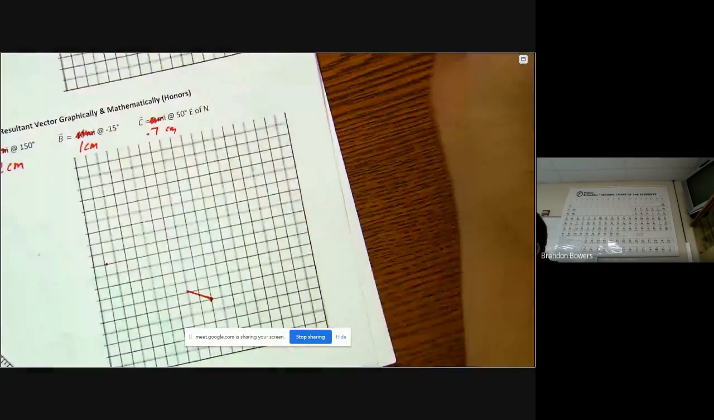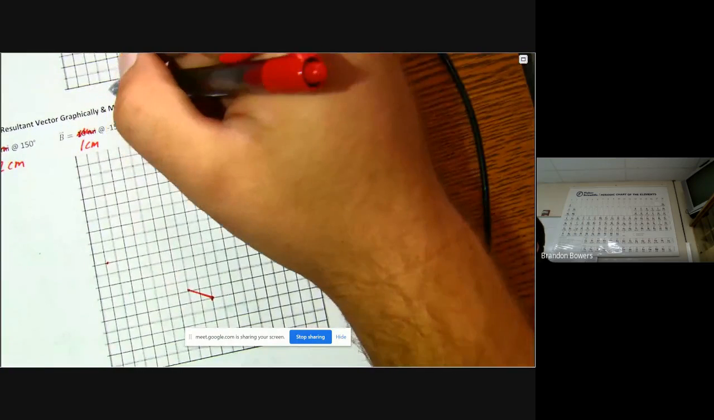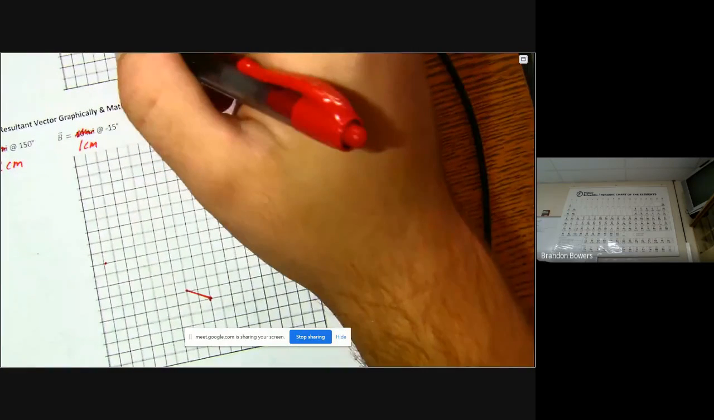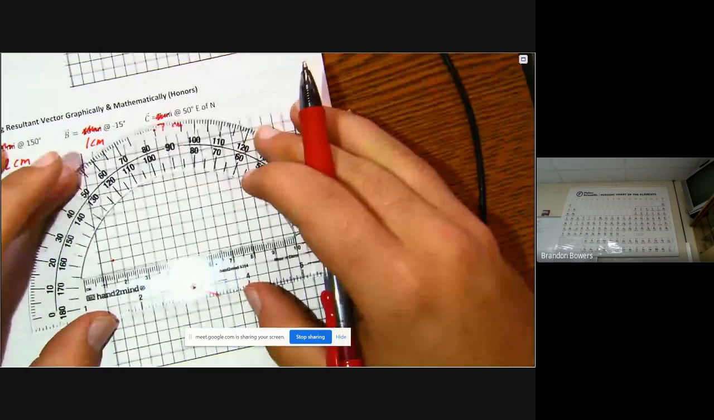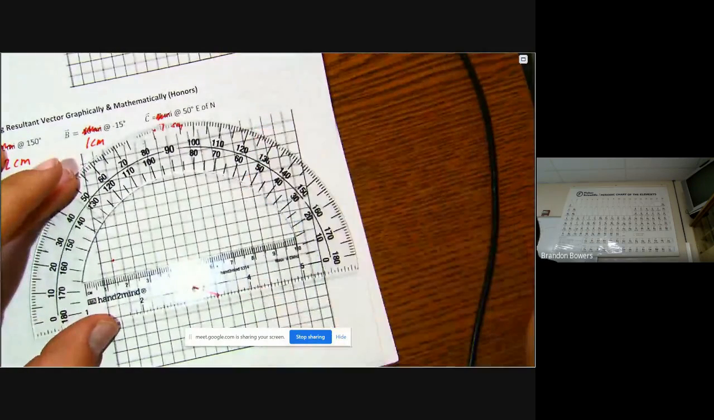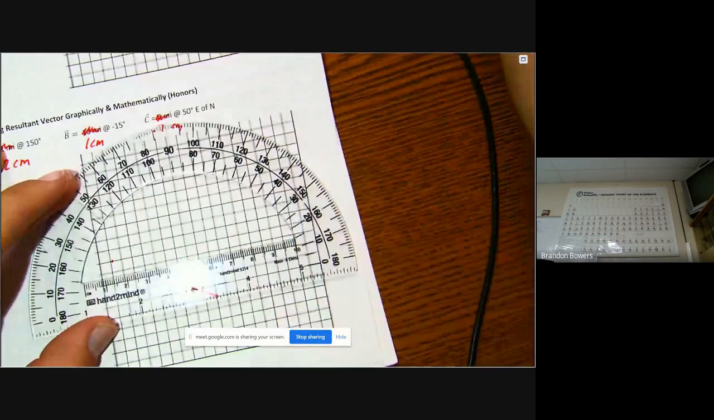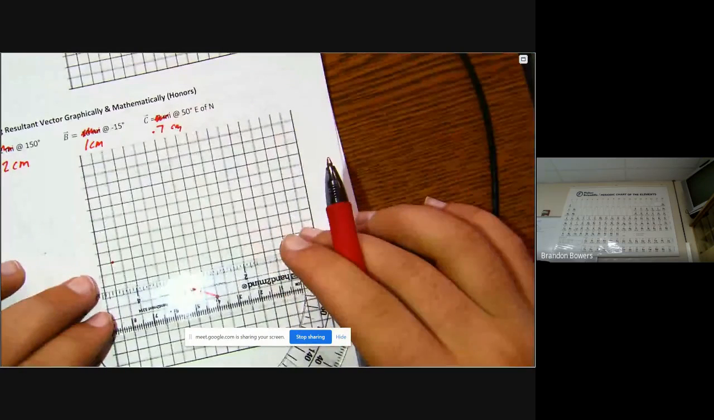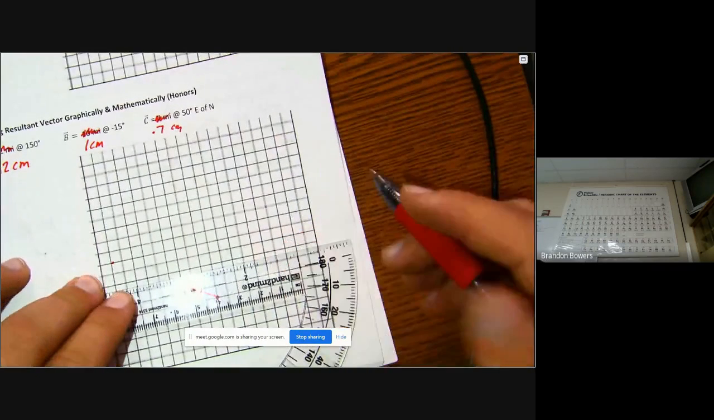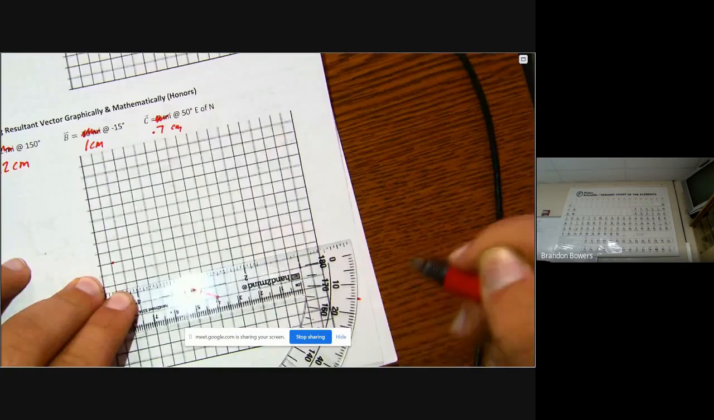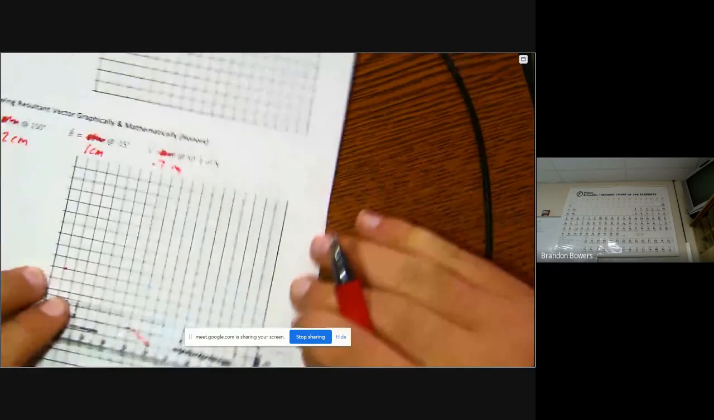Okay, next one, it's addition, so I'm still going in the positive direction. Negative 15 degrees. What will negative 15 be? I do have to flip my protractor around. Okay, it's over here. So I'm going to travel in that direction.